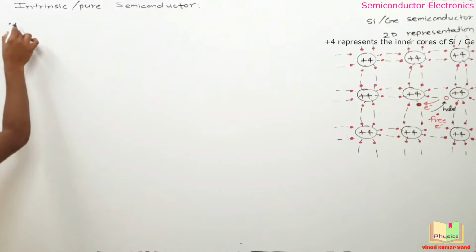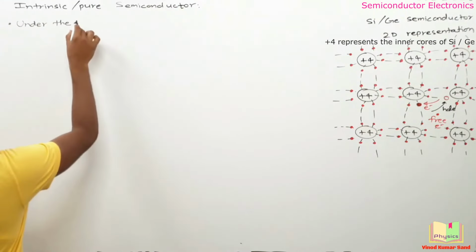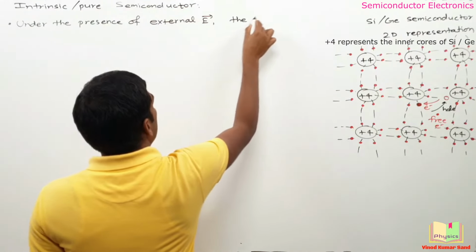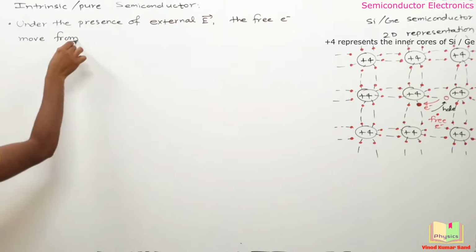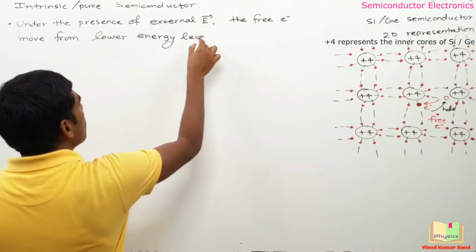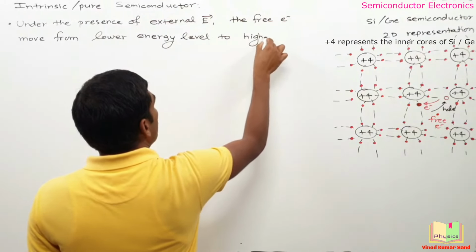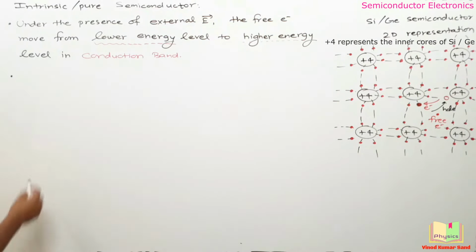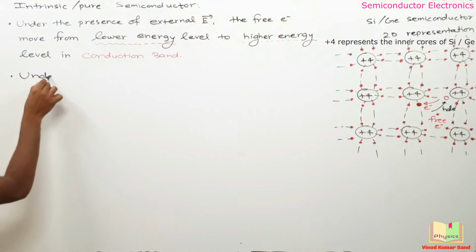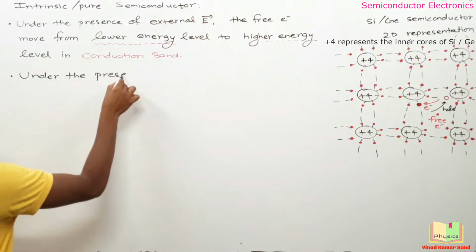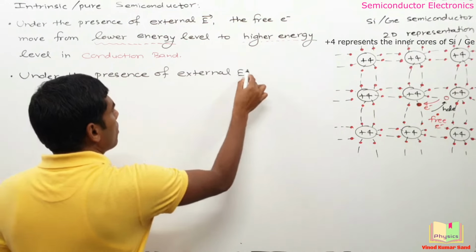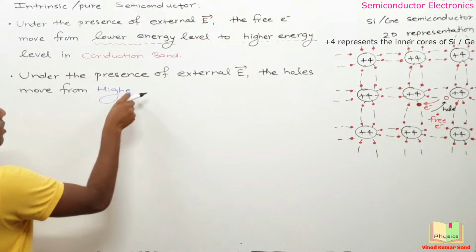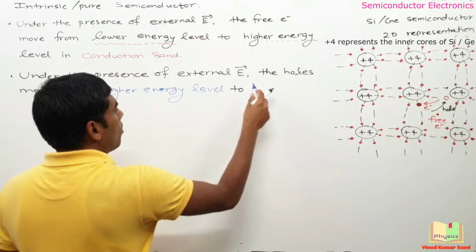Next point is, under the presence of an external electric field, the free electrons move from lower energy level to higher energy level in the conduction band. Under the presence of an external electric field, the holes move from higher energy level to lower energy levels.